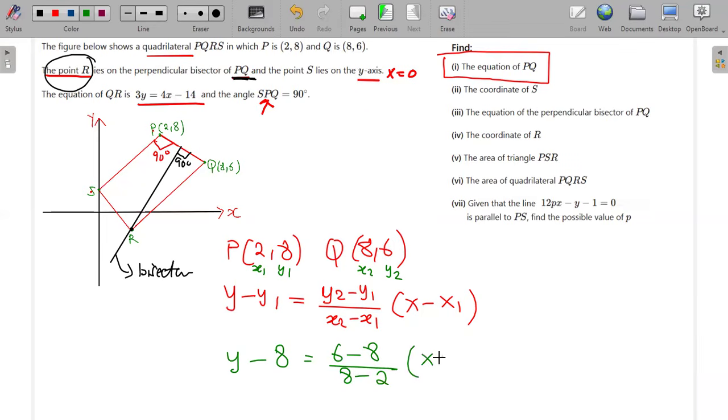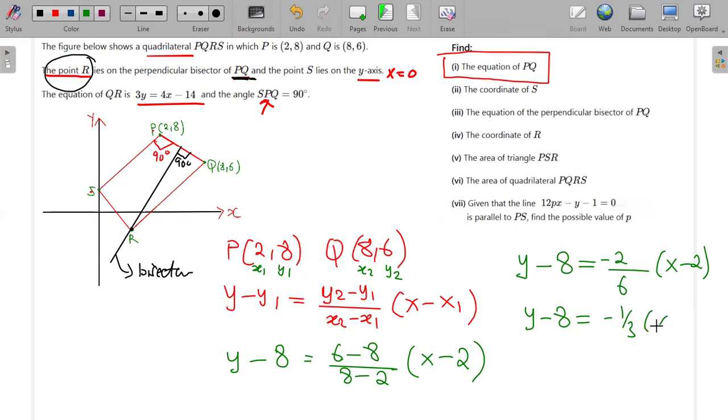Then in the brackets, x minus the x1, which is 2. So that is what I have. I'm going to have y minus 8 equals 6 minus 8, which gives minus 2, divided by 8 minus 2, which gives 6, and then x minus 2. So y minus 8 equals minus 1 over 3, times x minus 2. So I'm looking for the equation of the line.